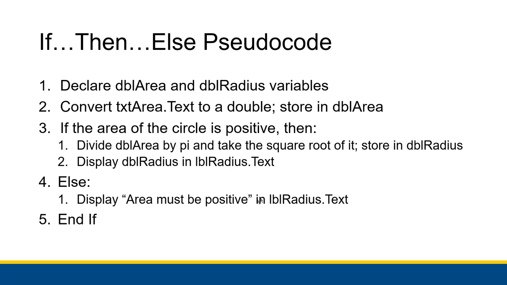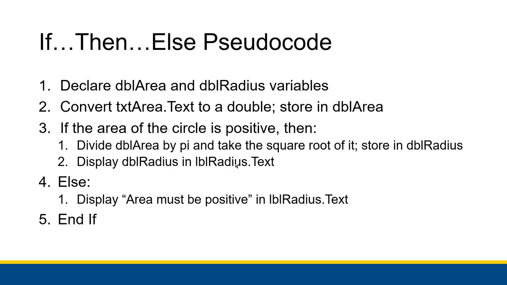The reason why we're displaying these inside of the branches or the paths of our if statement is because we're displaying different things depending on the condition. It's not double radius each time. If it was double radius both times, we could put it at the end. But we're displaying something different in label radius.txt, so we are putting it inside of the branches right here.